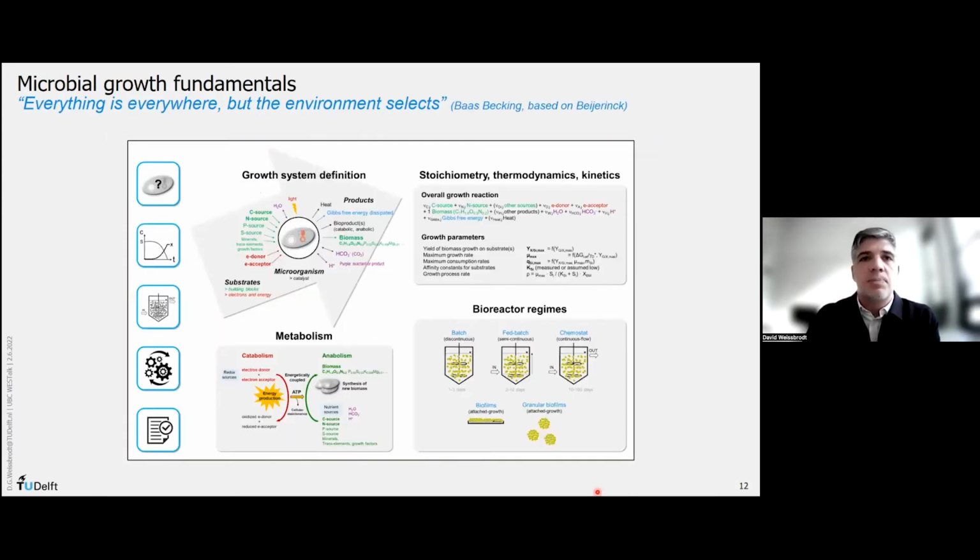In terms of principles, to design wastewater treatment plants, it's mainly about understanding what are the carbon, nitrogen, phosphorus sources, electron donor, electron acceptor, the energy source, is it a chemical reaction, is it light, and how biomass is produced. Based on that simple concept, then you can derive stoichiometry, you can derive thermodynamics and kinetics of microbial growth. And with stoichiometry and kinetics, you can design wastewater treatment plants.